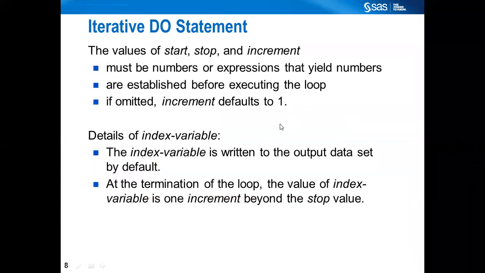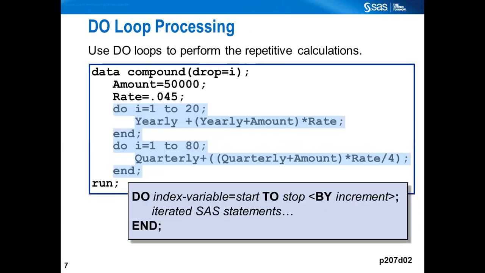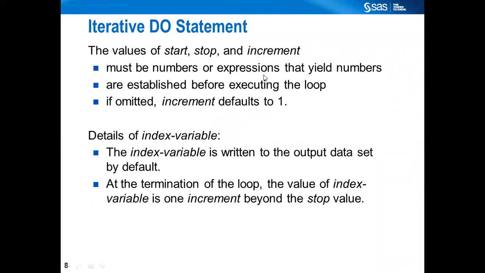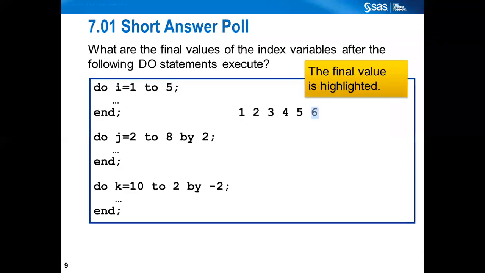So before that, let's understand the do loops. The values of start, stop, and increment. What does this mean? Start, stop, increment must be numbers or expressions that yield numbers, established before executing the loop. If omitted, it is by default incremented by 1. So now you're writing do I equal to 1 to 5. You have not given any increment option, so by default it gets incremented every time by 1: 1, 2, 3, 4, 5, and so on.